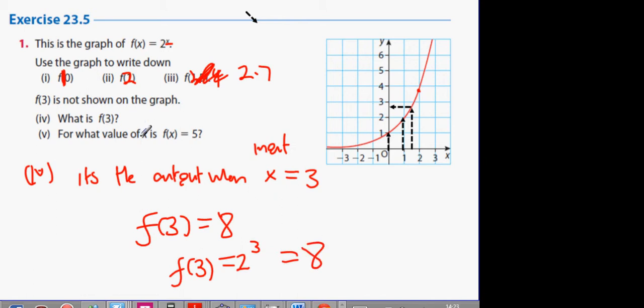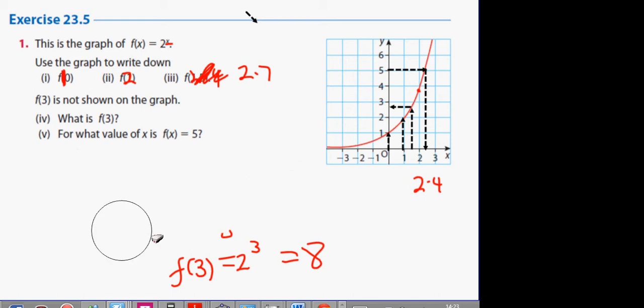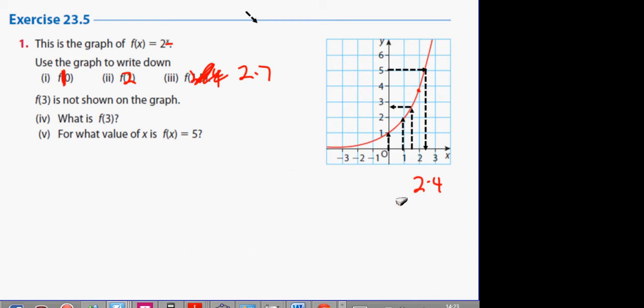For what value of x is f of x equal to 5? Well, what can you tell me from here? What would you say? Try to move that slightly to the left now. About 2.4, would you say that? Okay, let's find out. Now, we can try doing this mathematically if you want. Actually, no, you can't. Sorry, my fault. You can't do this mathematically at all. Okay, so 2.4 is your best answer.